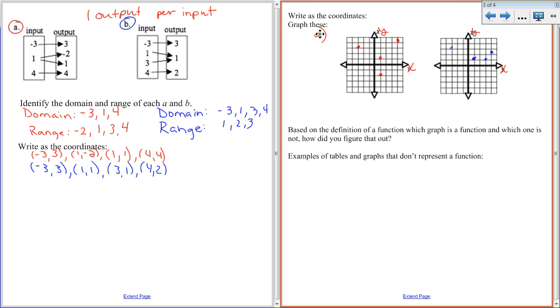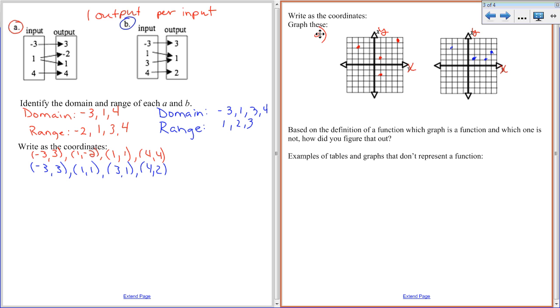So what we've done here is we've looked at this graph in terms of its domain and range. We've looked at it in what we call an input-output table. We've looked at it as coordinates, and we've looked at it as a graph. What we want to be able to do is, based on our definition, decide which graph is a function and which is not, and how do we figure that out? We talked about that earlier when we looked at the table. Which of our tables was not a function? A. And why was A not a function? Because I can only have one output per input. What violated that rule? The 1 having 2 outputs, right guys?